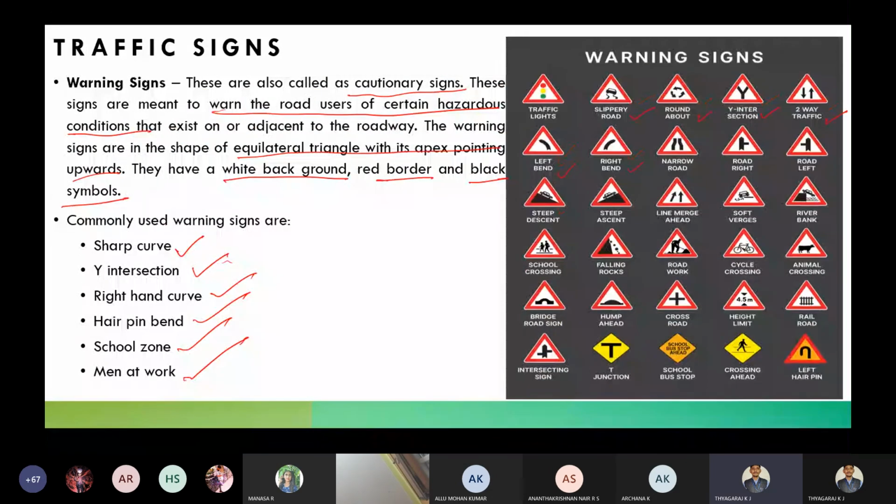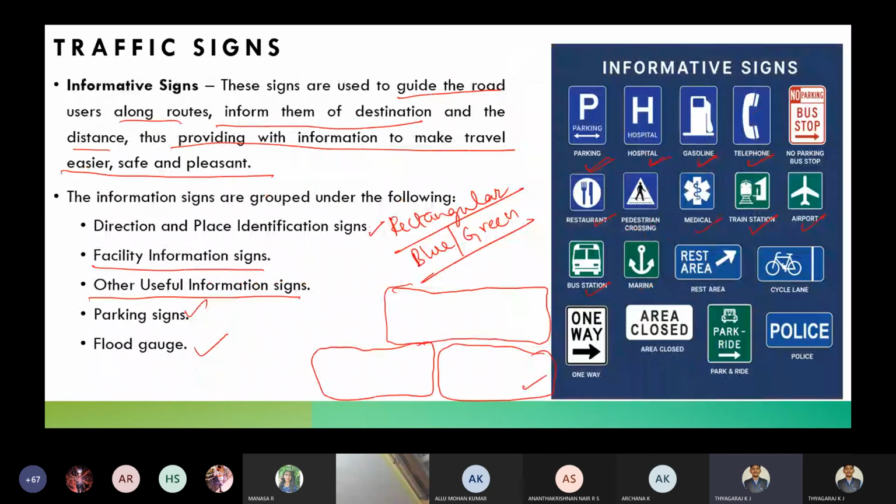Then warning signs. So these are the warning signs which we are going to come across, which will be triangular in shape, apex upwards, with white background, red border and black color indications, which is an equilateral triangle. And you can remember any 5 warning signs from these, and you can write them. Then comes the informative signs.